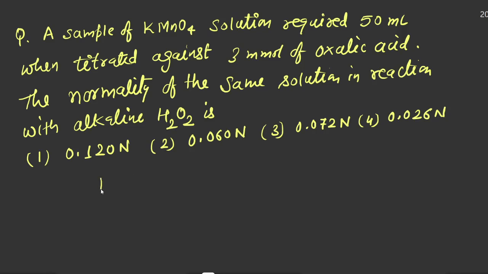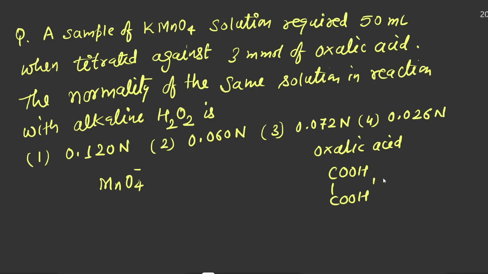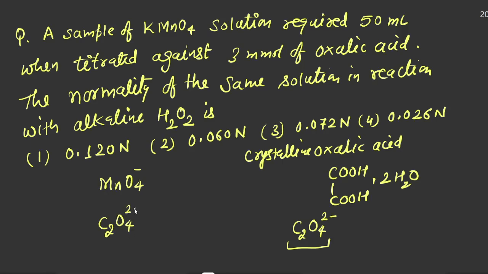So in KMnO4, the active ion is MnO4 negative. And oxalic acid, it is COOH dot 2H2O, this is the crystalline oxalic acid, but the active ion in this case is C2O4 2 negative, because 2H plus ions are removed. So these are the two ions. And next is alkaline H2O2.